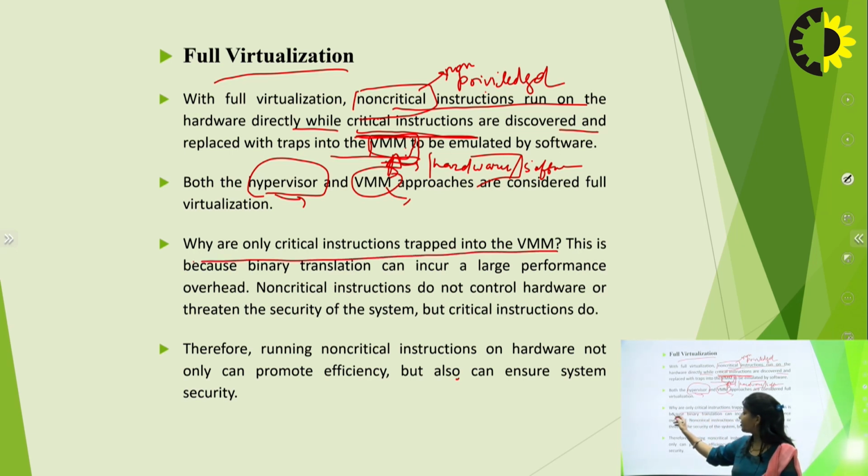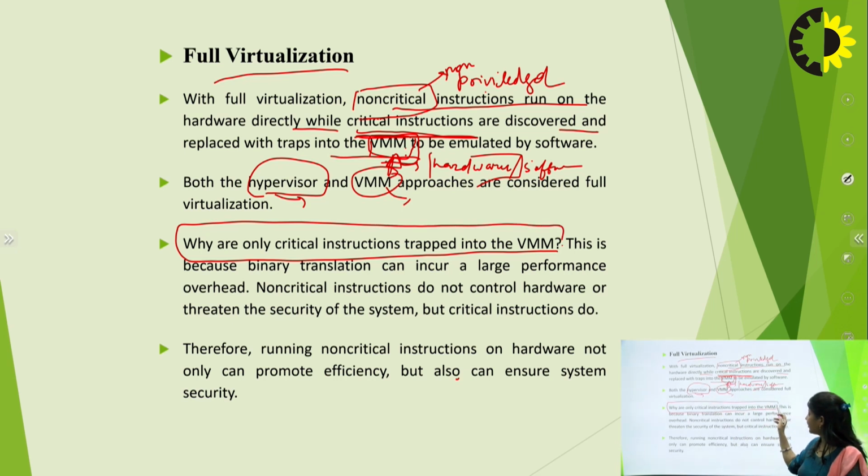So why are only critical instructions trapped into the VMM? This is a very good question. Critical instructions are the privileged instructions, and the user doesn't have the right to execute those instructions directly, because they are system defined instructions, and the body or explanation of that function is defined in the VMM. So only the VMM can execute those system calls, those system defined functions. So it will generate the trap.